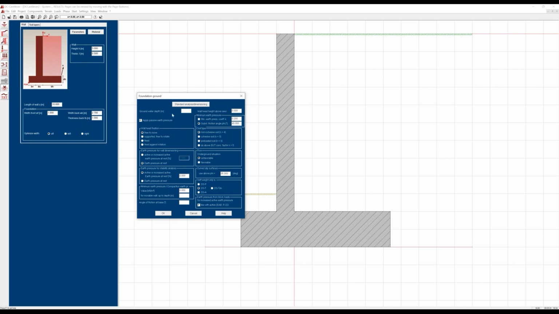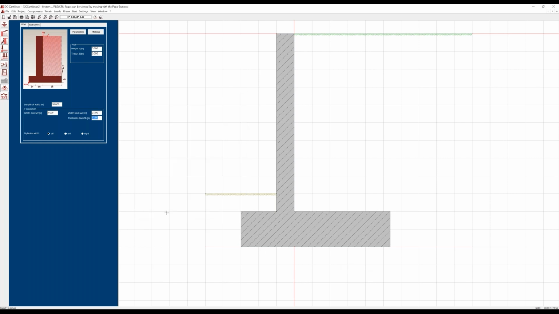We can enter the depth of the groundwater. We can use compaction earth pressure like 25 kilonewtons per square meter to a depth of 2 meters. and the angle of friction at the base might be the angle phi of the soil, or it may be predefined differently. We may have a slope here in the ground. We can enter different loads, concentrated loads on the wall and distributed loads on the ground.